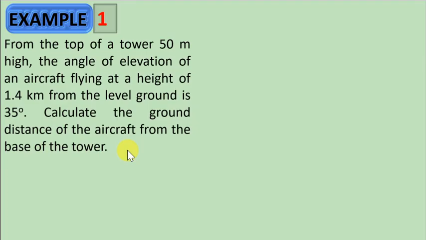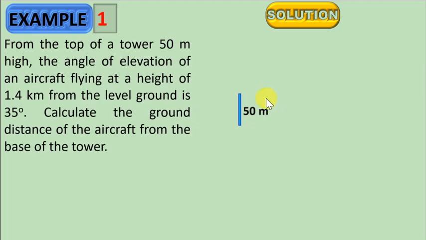WAEC, or any other exam you are writing, every geometry question requires a diagram, and this diagram is very essential to solve this problem. Now, what is the diagram that can represent the information in this sketch? So that brings us to the solution. So now, I first of all represent the top of a tower. This is the top of the tower. This is the tower, 50 meters from the ground level.